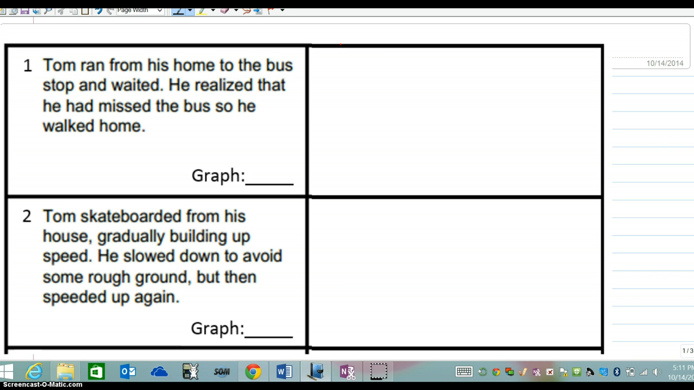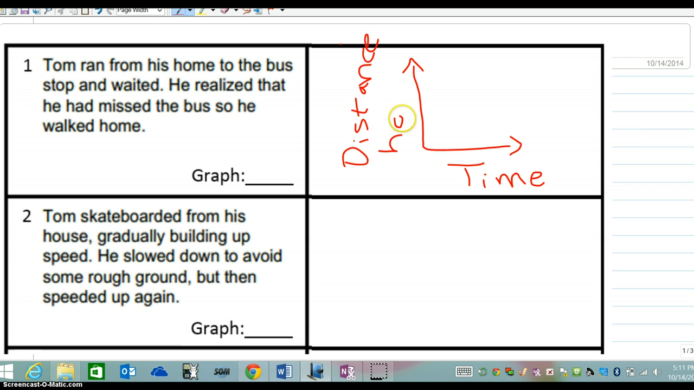Okay, so Tom ran from his home to the bus stop and waited. He realized that he had missed the bus, so he walked home. In these problems, we're going to be looking at an imaginary person called Tom. We're going to look at what graphs that have time and distance from Tom's home could describe what Tom is doing, could describe the distance Tom is over time from his home.